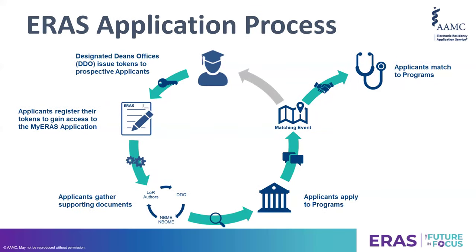And so from a bird's eye view, this is the general process of the application season. You start off the season with the designated dean's office generating a token for you. And then I'll go ahead and start breaking down the rest of this process with the next few slides.